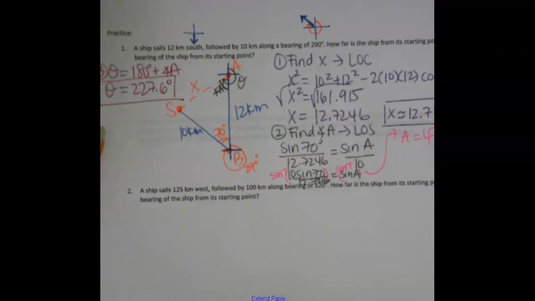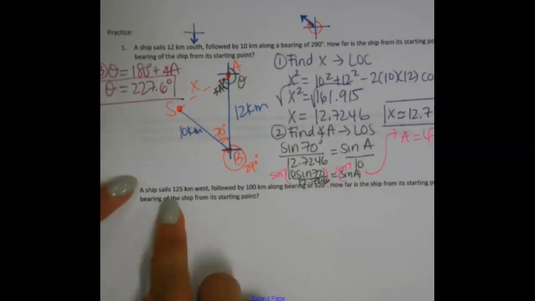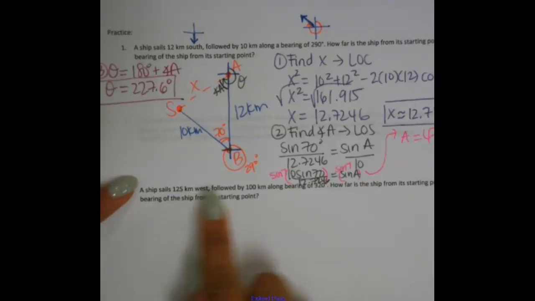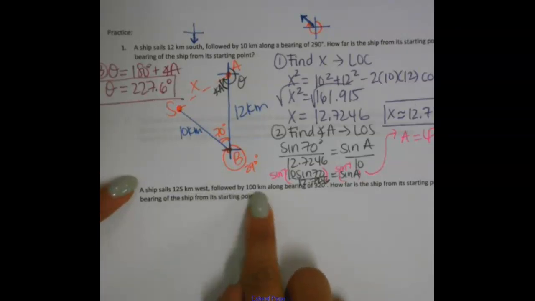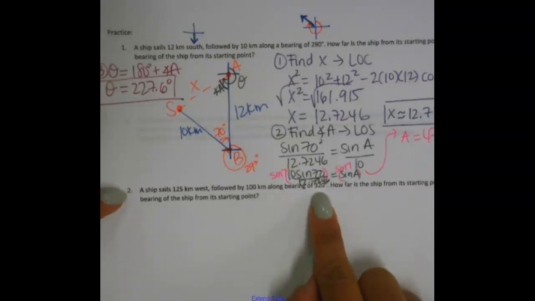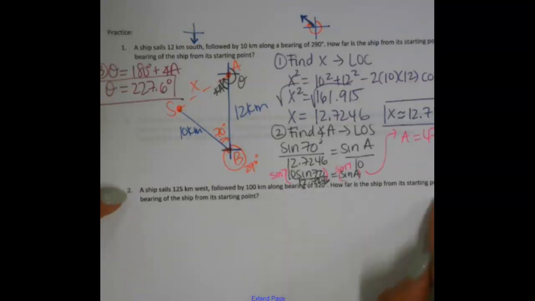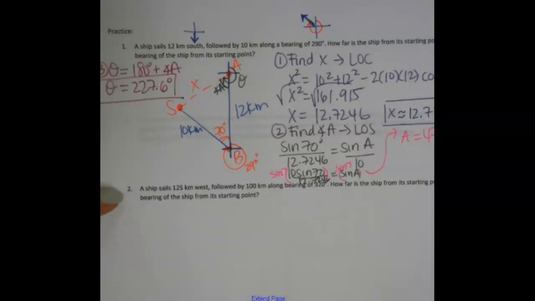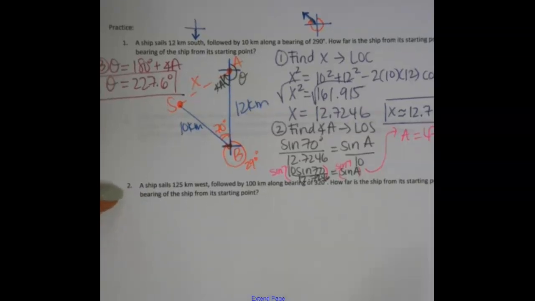So right now, I want you guys to try to draw. I'm not going to do the whole question with you, but I want you to draw what this image will look like. It says a ship sails 125 kilometers west, followed by 100 kilometers along a bearing of 320 degrees. And it asks you how far is the ship from its starting point and what is the bearing of the ship from its starting point. So it's the same question, but just written a little differently. Try to show what that image, that picture, will look like for this question.